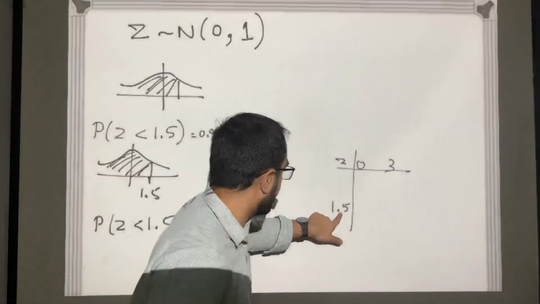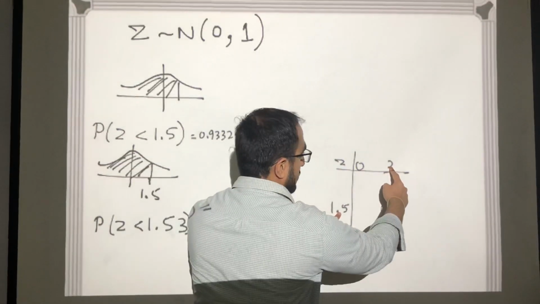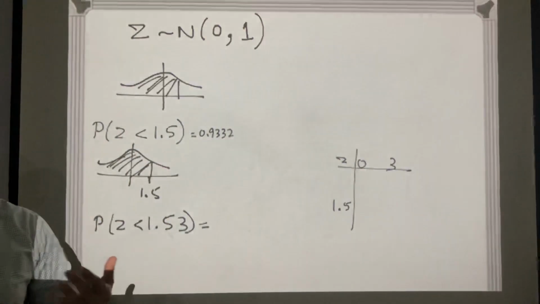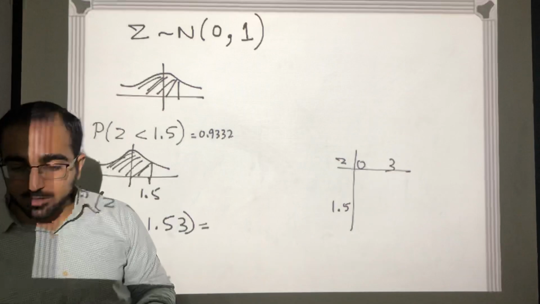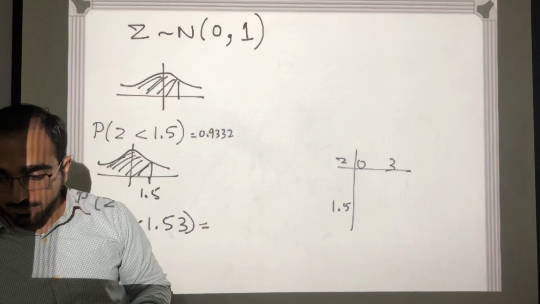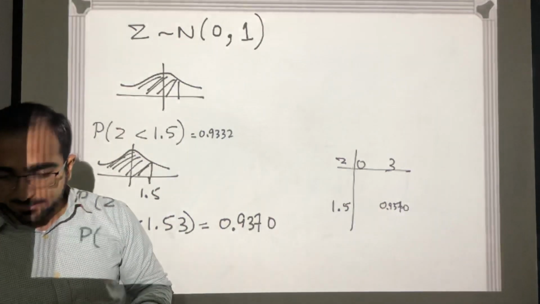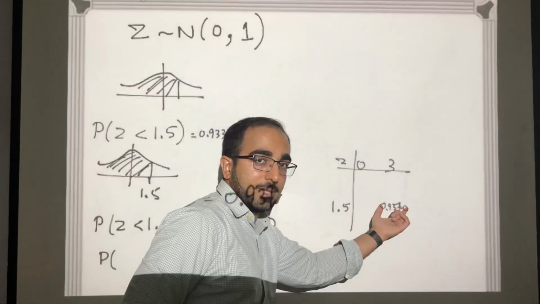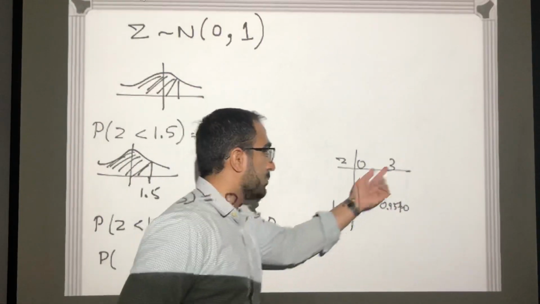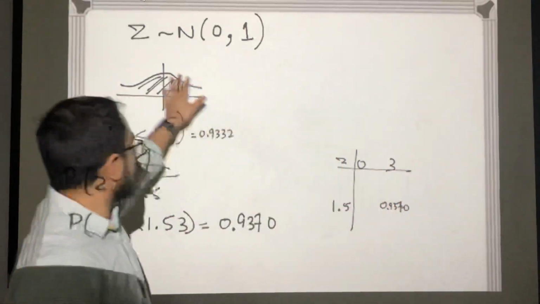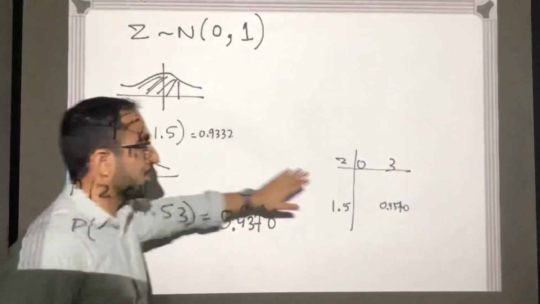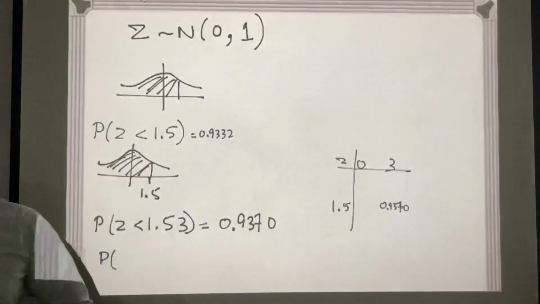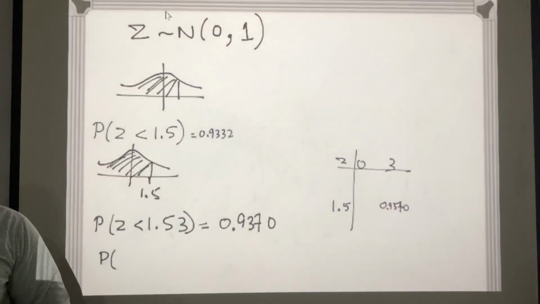go on to 1.5 and the second decimal is denoted by this. So the number in here will give you the probability of z being less than 1.53, which comes out to be 0.9370. So 0.9370 in here is the probability of z being less than 1.53, or the area under this graph being 0.9370. Right? Let me give you one more example. Increase the decimal one more.